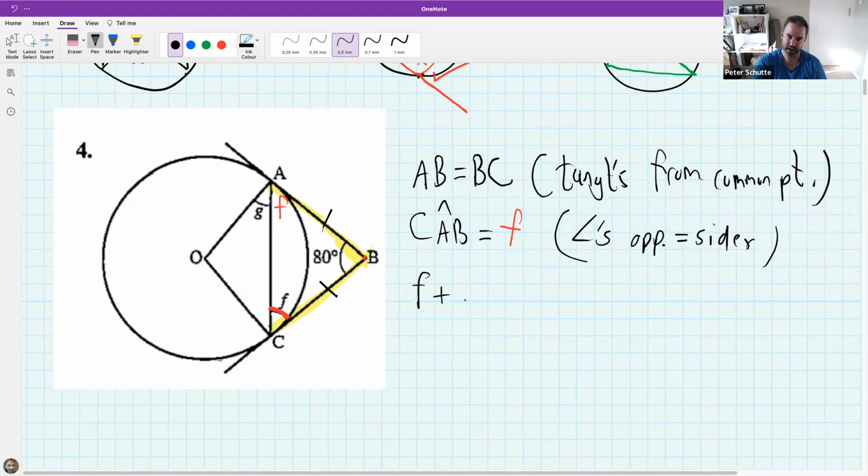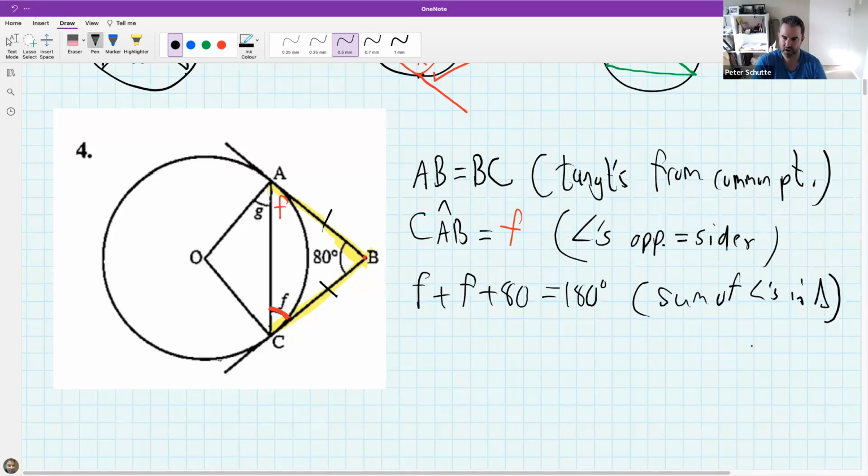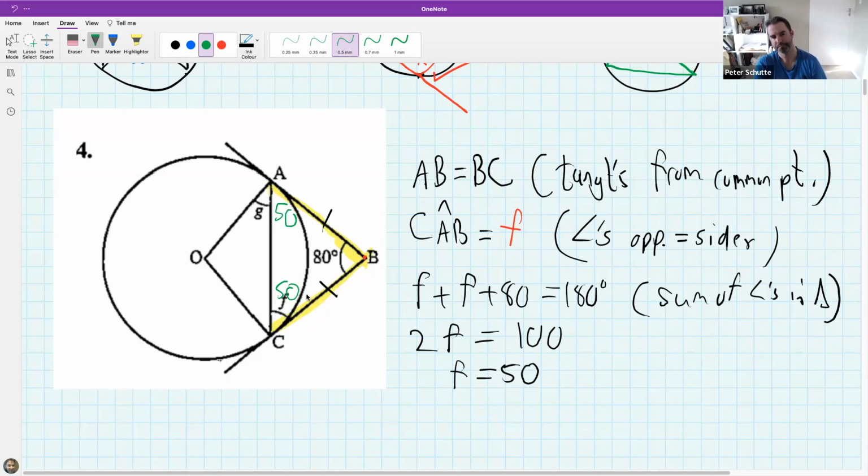So if I go F plus F plus 80, that gives me 180. And the reason is sum of angles in a triangle. And then we can say 2F is equal to 100. So we took away 80 from both sides. And then we can say that F is 50. So we have this is 50 and that is 50 over there.